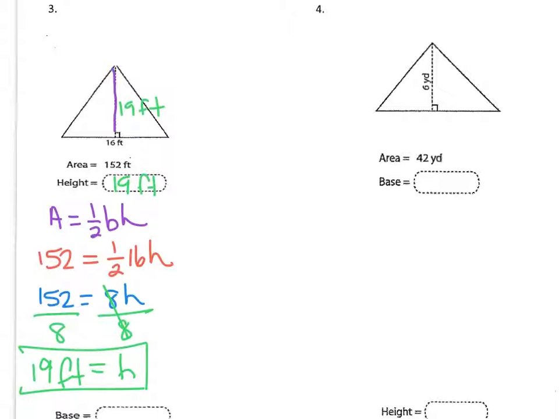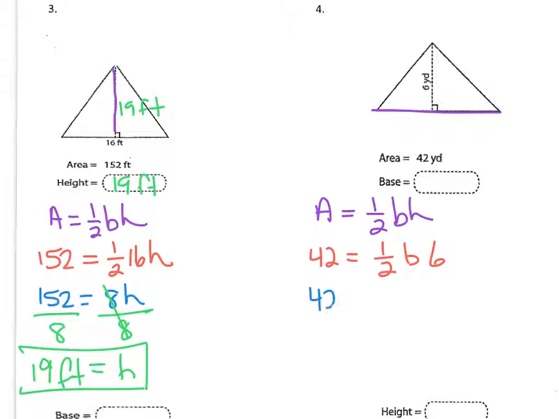All right, let's do one more example. So in this one, we're going to find the missing base. So we start with our formula, area equals 1/2 base times height. Area equals 42. 1/2, we do not know the base, but we do know the height is 6. So that's what that looks like.